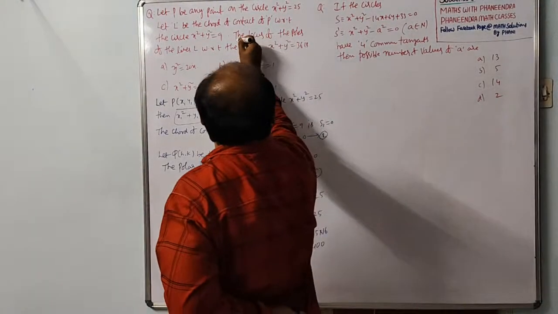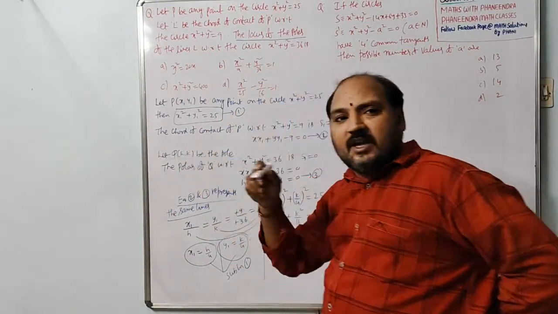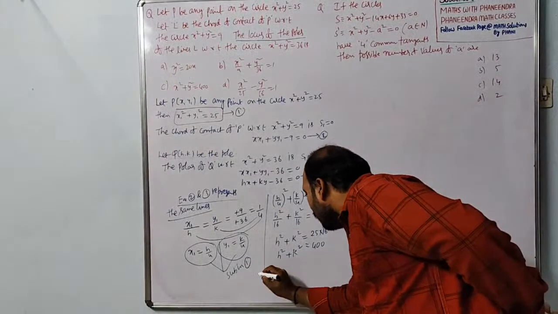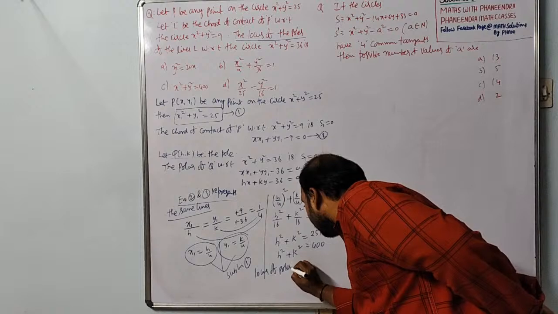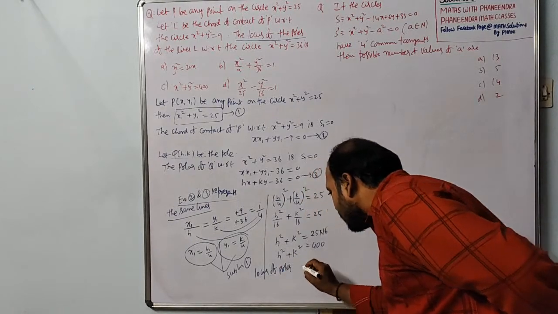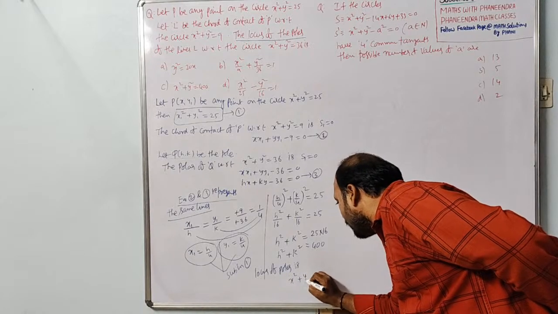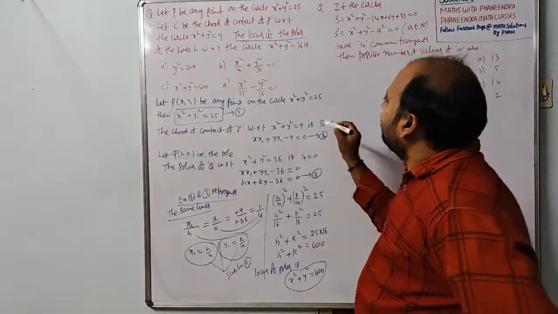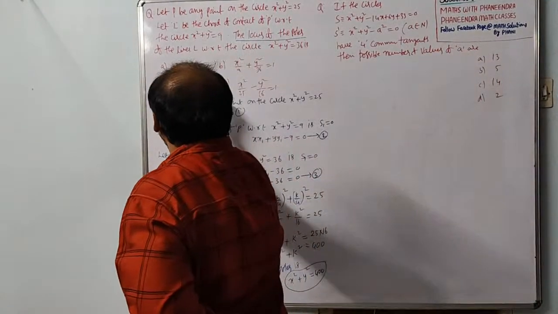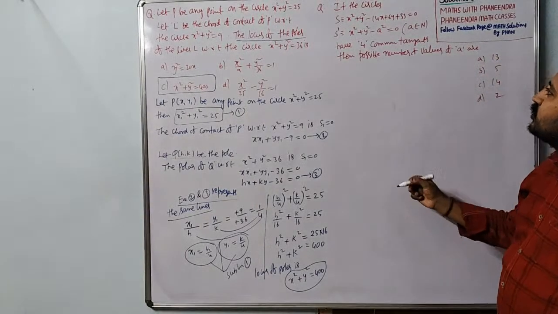They are asking to find the locus of poles. Locus of poles means wherever h comma k is there, we have to replace it with x comma y. So x square plus y square is equal to 400. This is our required answer. It is there in the third option. I hope you understand, dear students. We'll move on to another question here.